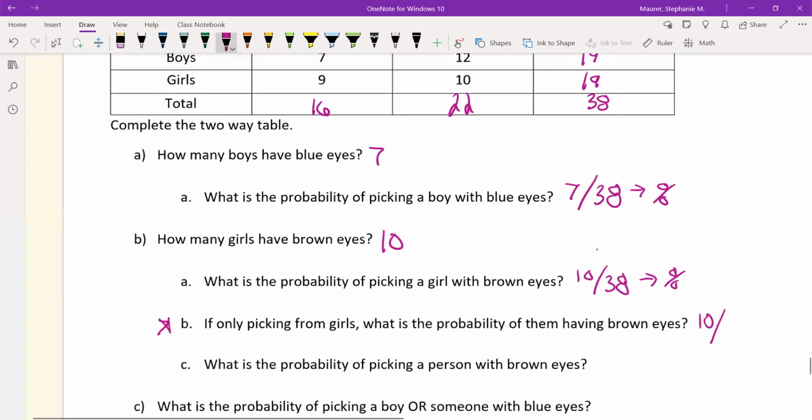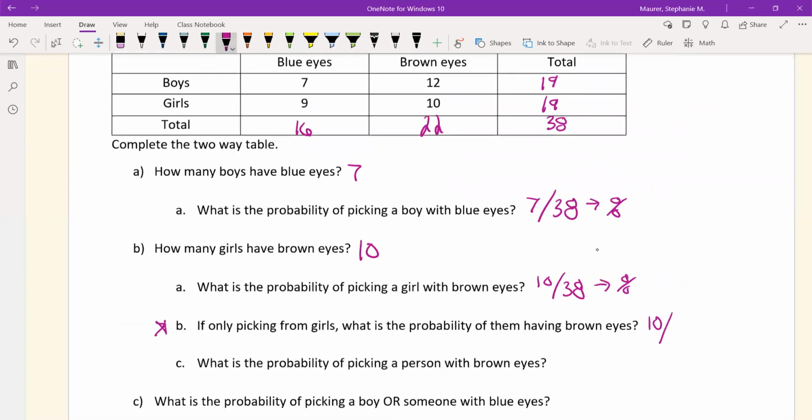Why does the denominator change? Well, here's the thing. Up top here, we were picking girls with brown eyes from everybody, the entire class, all 38. But in this one, it says, what if we were only picking from girls? Which means now think of it almost like putting marbles in a hat or something like that. Now my sample size, what I'm drawing from, is smaller. Now I'm only picking from girls. Well, how many girls did I have? I only had 19 girls. So if I am only picking from girls, which there's only 19 of them, 10 of those 19 have brown eyes. So the fraction kind of changes here, mainly because of that if only picking from girls.